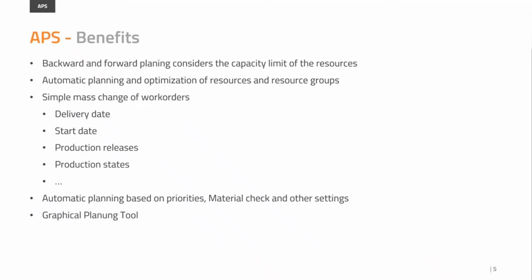Of course, we can automatically plan it with different scenarios, and we can also run some optimization of the resources. Maybe I can put some work orders together so I can save the setup time, or I can also move it to a resource group. Like mentioned before, I can mass change or update work orders, so I can change the delivery time, the start date, or the production dates.